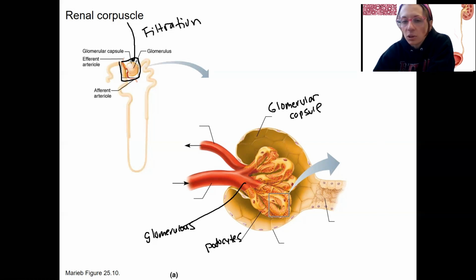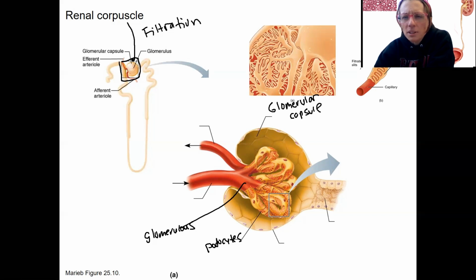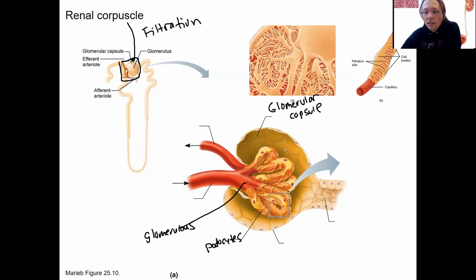So let's see another view of this. There we are. Here are these cell bodies that contain filtration slits. So we're going to be able to filter the filtrate through while keeping blood cells and proteins going this way. So keeping them from going through.